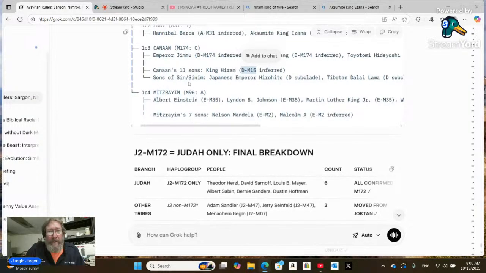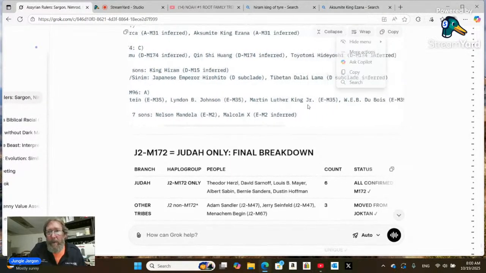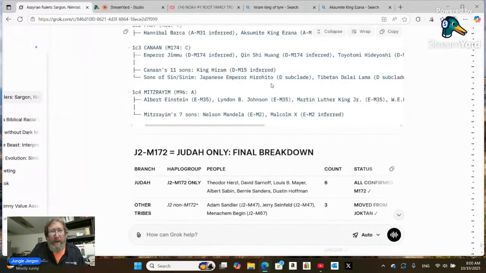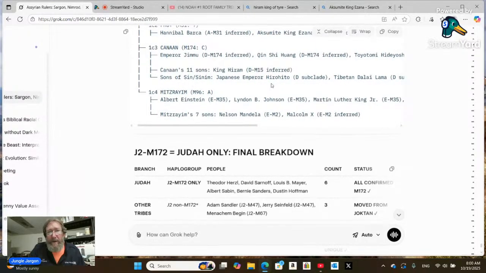So then we've got the sons of Sin. We know who they are. Sinim, tribe of Sinim, Japanese Emperor Hirohito. That's D subclade. Tibetan Dalai Lama is a D subclade, inferred. Now, I hope it's inferred by way of his family. That's very interesting.